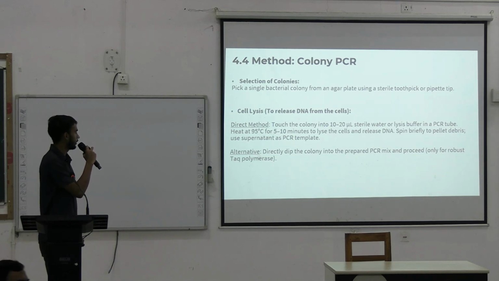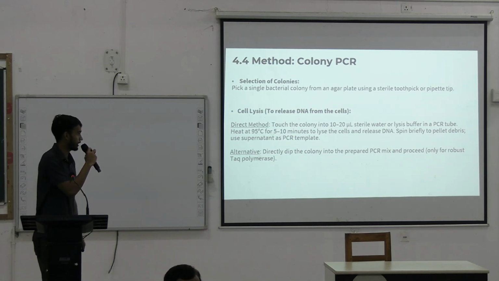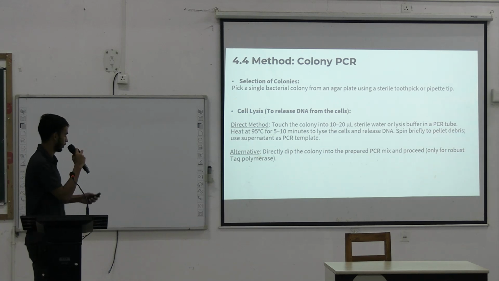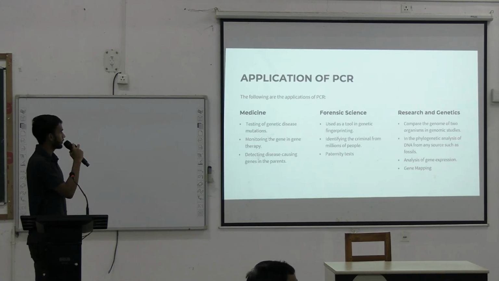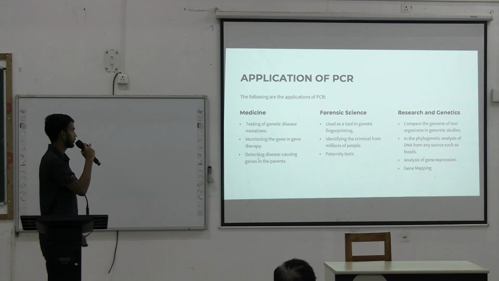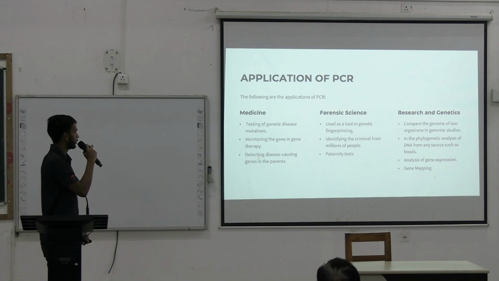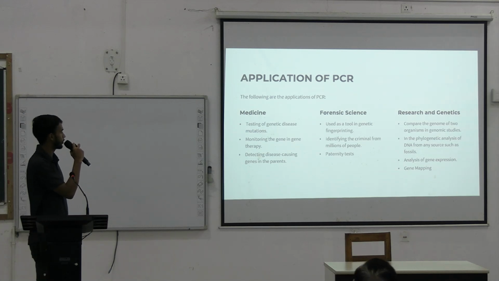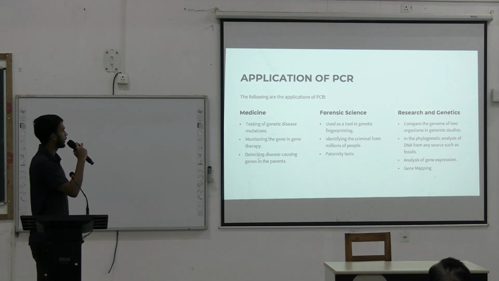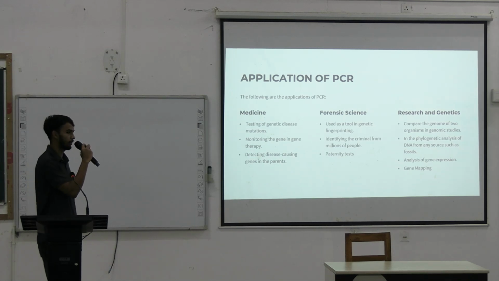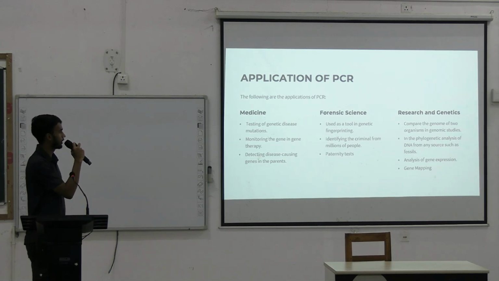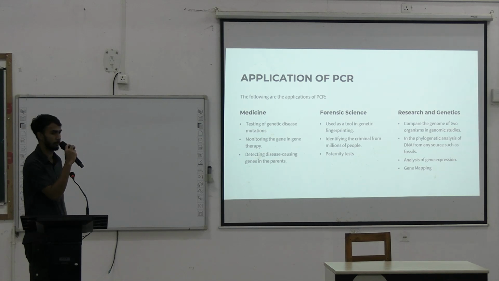Next is the alternative method. Directly dip the colony into prepared PCR mix and proceed, but only for robust Taq polymerase. Next is the application of PCR. First is the medicine field, used for testing of genetic disease mutations, monitoring the gene in gene therapy, and detecting disease-causing gene in parents. Second is forensic science, used as a tool in genetic fingerprinting, identifying criminals from millions of people, and paternity tests. Last one is research and genetics, to compare the genome of two organisms in genomic studies, analysis of gene expression, and gene mapping.